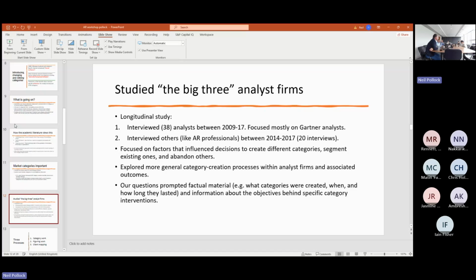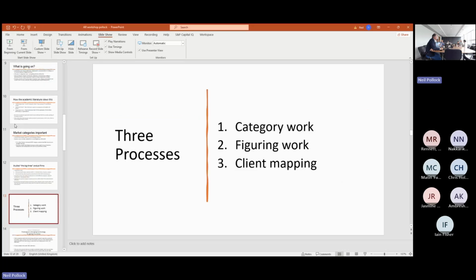We interviewed AR people about, well, what do you do when your category is killed off with your vendors? Why is that important to you? What happens after your category is killed off? And we asked them simple questions. Well, you've created a category. How did you do it? How did you know when to do it? Why did you segment it? And when you killed it off, why did you kill it off? So we asked them fairly practical questions like that.